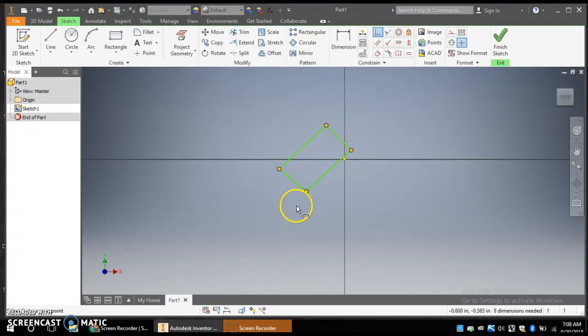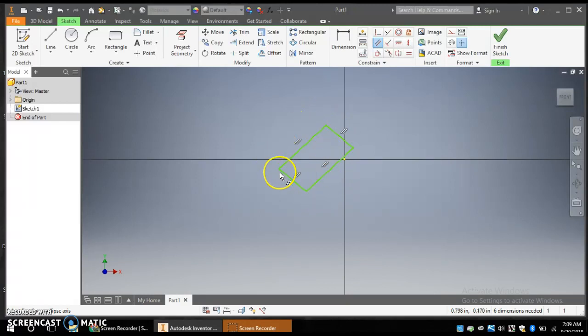Okay, so now we got this stuck together. Now if we know about a square, we know opposite sides are parallel to each other. So I'm going to use this next one down, which is parallel constraint. Click the opposite sides, and we have a parallelogram.